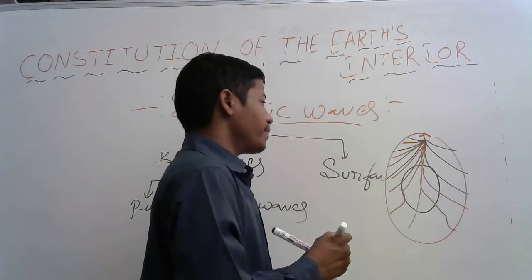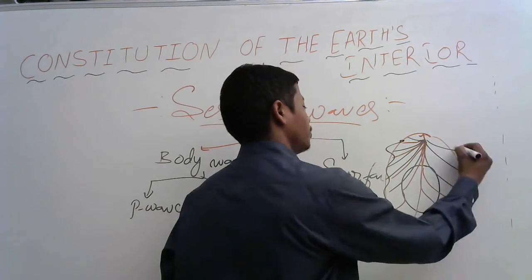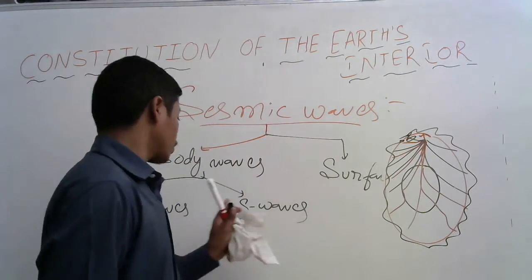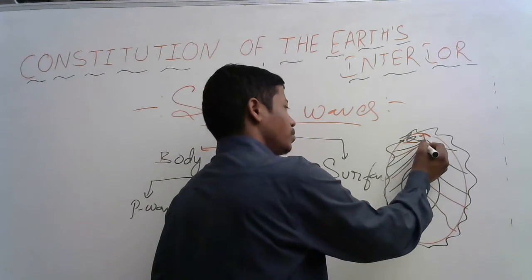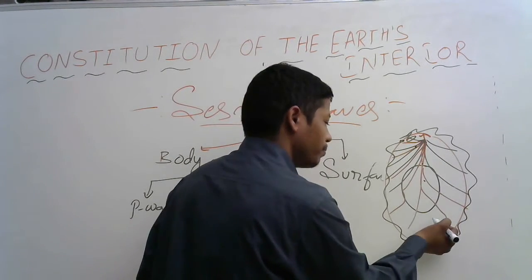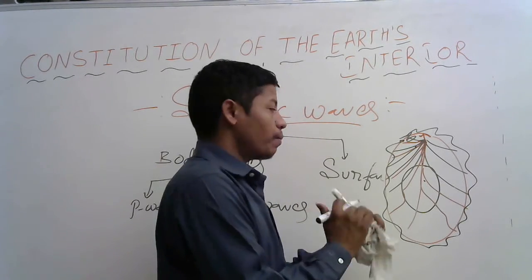Surface waves are generated on the earth surface only, so this is called surface wave. These are called body waves because they pass through the earth body: both crust, mantle and core, and again mantle, crust. So P waves and S waves are called body waves.